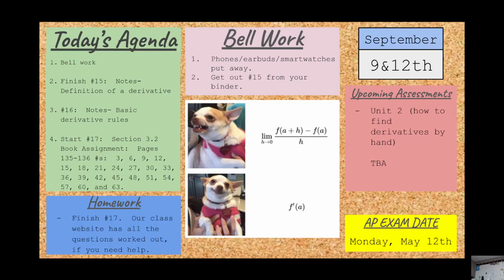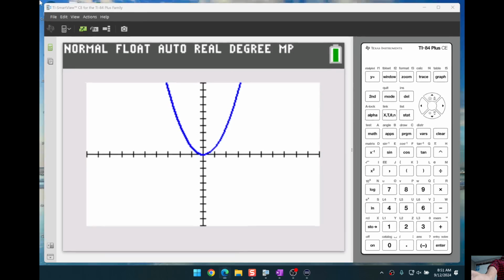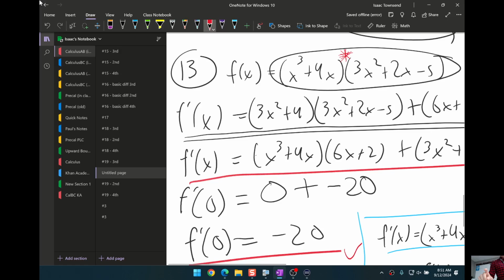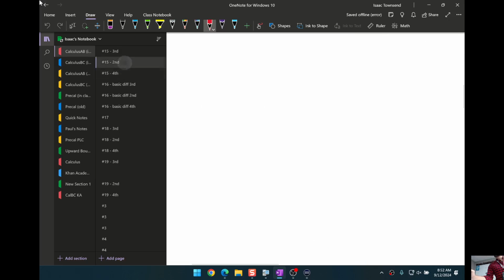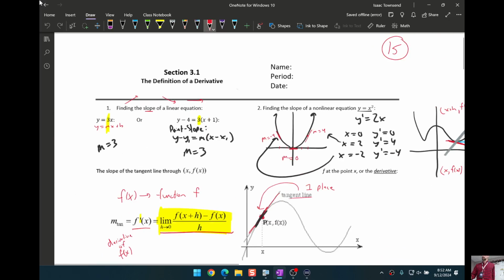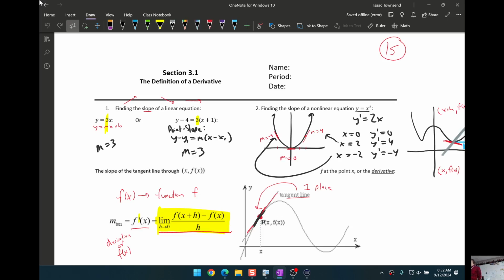Okay, so last class, after our quiz, we started talking about what a derivative was. So that was your notes on assignment 15, and we just ran out of time there. So let's do the 1 minute review of what we talked about on 15 last class, and then finish that guy up so that we can move on to things beyond the definition of a derivative and what a derivative is.